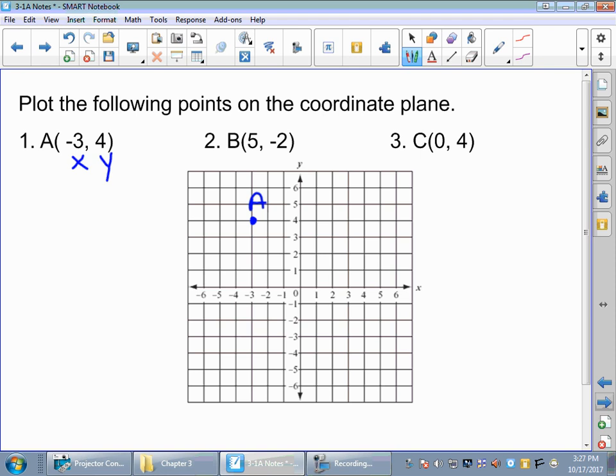Point B tells me to move 5 units to the right of the origin and then down 2. So point B is located in the 4th quadrant. And C is telling me to not move over at all on the x, stay at 0, but move up 4. So C is really not in a quadrant at all. We'd say C is on the y-axis. So that's how you graph ordered pairs.